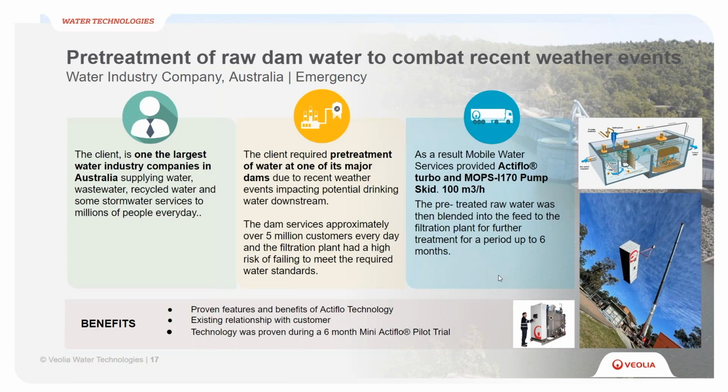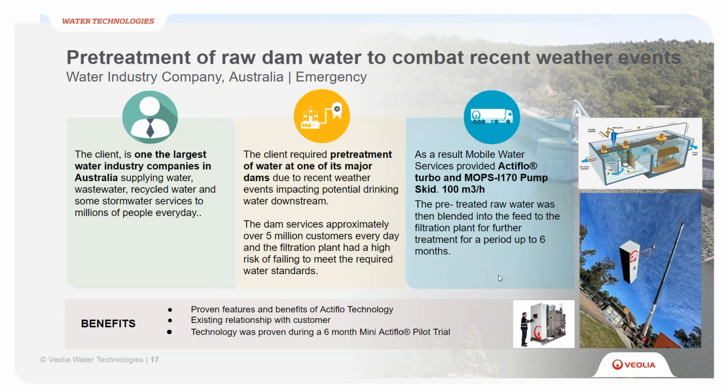As a result, Mobile Water Services provided an Actiflow Turbo and a pump skid unit. Now, the Actiflow unit is a compact process for high rate clarification that was developed and patented by Veolia Water Technologies. The specificity of the Actiflow resides in the use of microsand, which acts as a ballast for the flocculated matter and accelerates its settling.